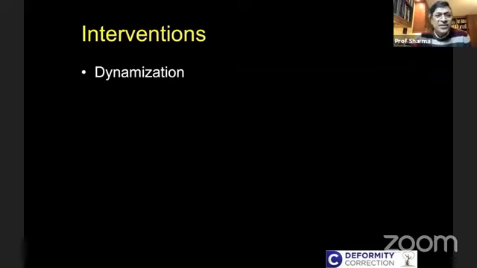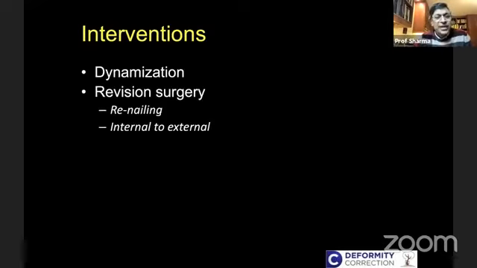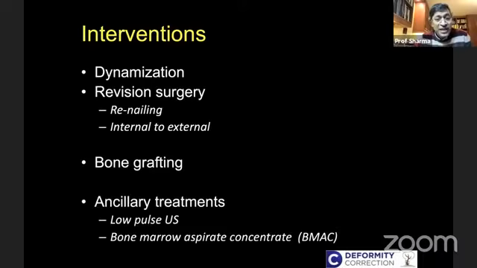So what interventions do we have? The commonest intervention is the dynamization of the nail. Or you can have revision of the nail, or you can change the nail and put it in an external fixation. You can do bone grafting, and we'll talk about it a bit in a minute. And some extra treatment like ultrasound and bone marrow and what Arshad pointed out, PRP. So there are a lot of other things available as well.